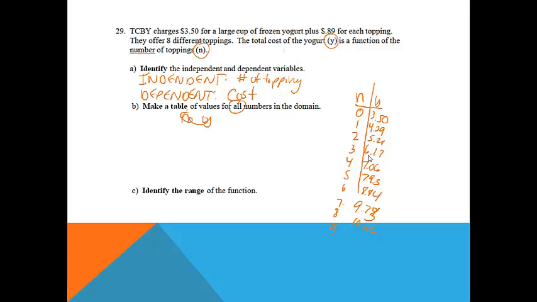I'm just not sure. I think I have to go one more. 89, that's going to be $11.51, I believe. You might want to double check to make sure, and you let me know if I screwed up. Okay, and then identify the range. The range is all the possible outcomes. So it's going to be anywhere from $3.50. The smallest I'm going to pay is $3.50 because I'm assuming I'm going to get that yogurt. And I'm going to pay all the way up to $11.51. So that's what the range would look like.